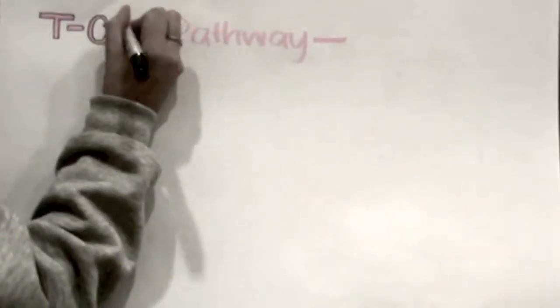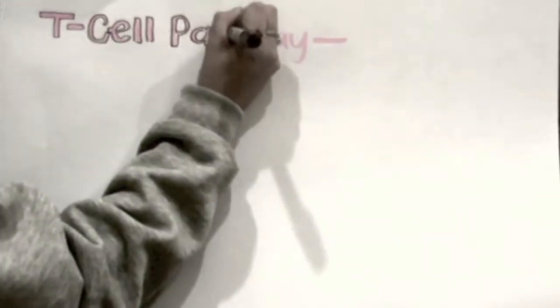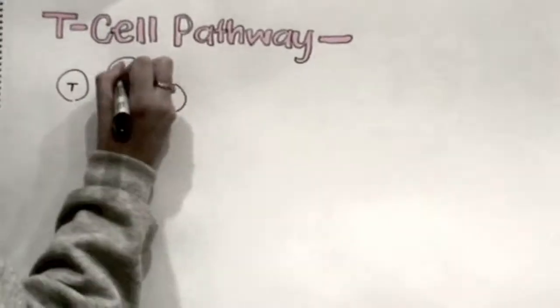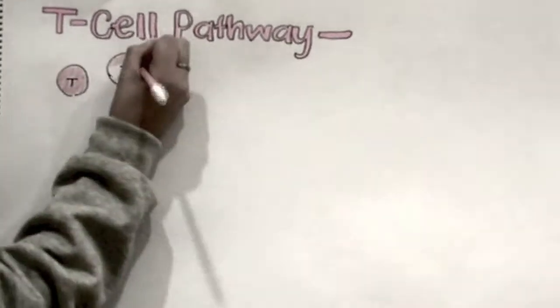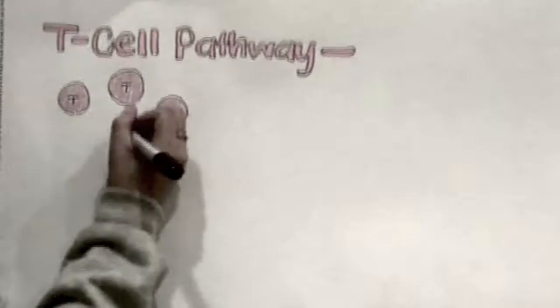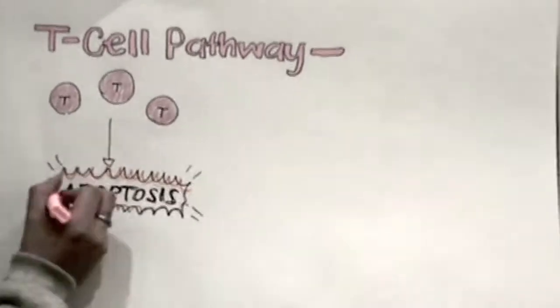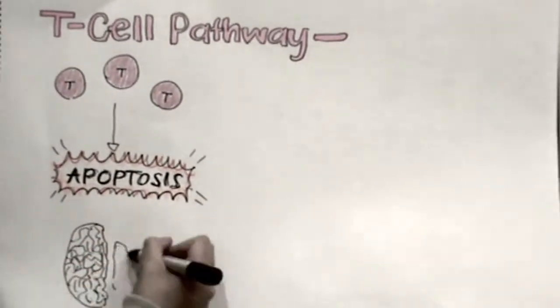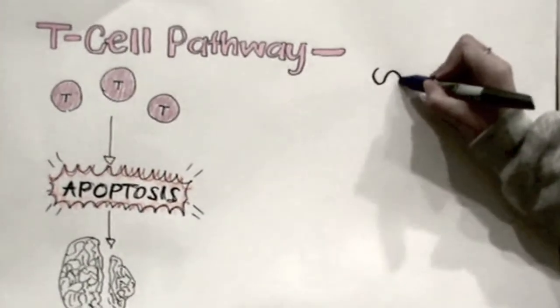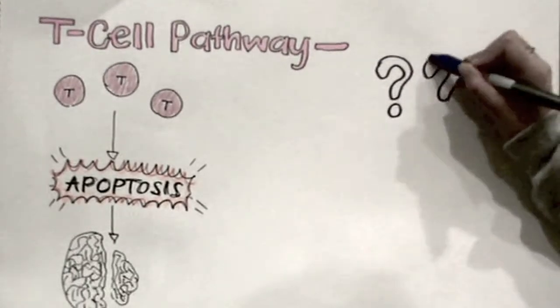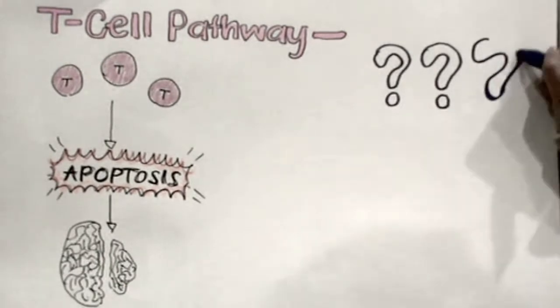Recent evidence strongly suggests the importance of cell-mediated immunity in the pathogenesis of Rasmussen's encephalitis, mainly focusing on cytotoxic T cells. This causes apoptosis, which underlines the unilateral atrophy of the brain. This can be outlined in the following pathway. 1. The trigger of Rasmussen's encephalitis and its full pathway is still unknown.